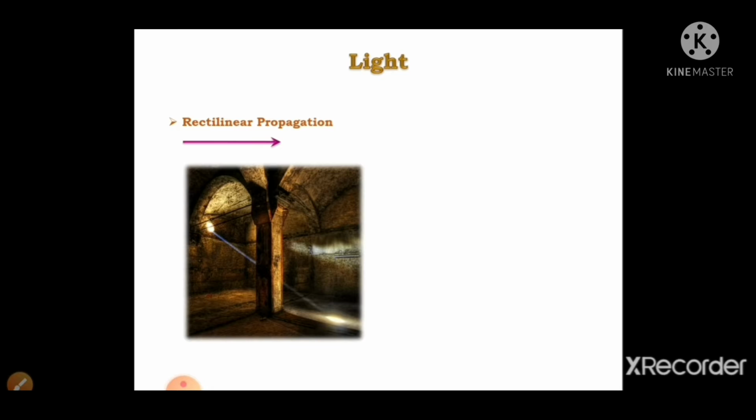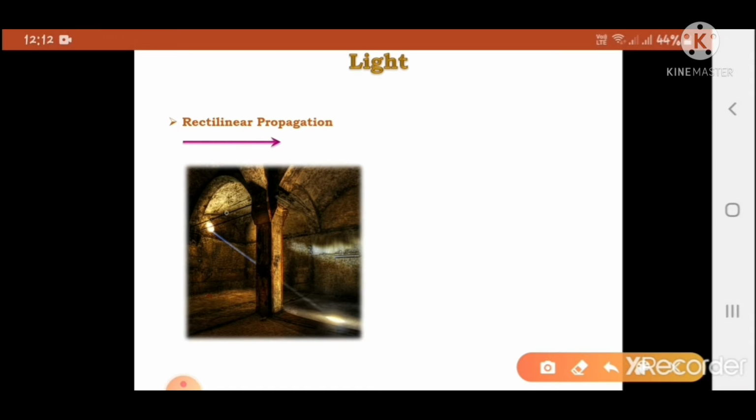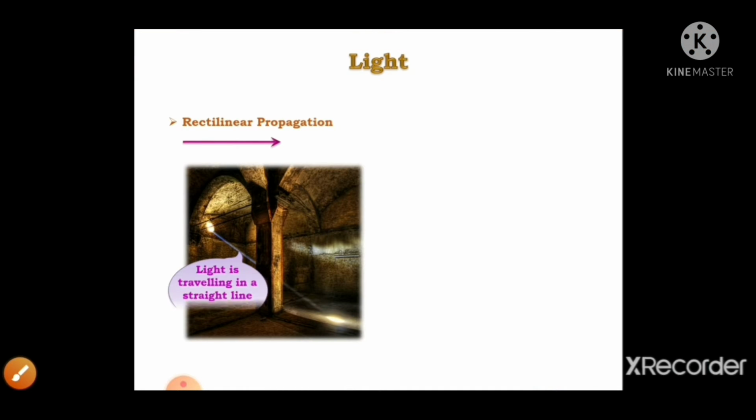You have heard these properties, that is, rectilinear propagation of light. Propagation means traveling of light. Rectilinear means light travels in a straight line. Here you see there is a cave, and in it a small hole from where the light is coming. You can see the light is traveling in a straight line, right? So this shows the property of light: light is traveling in a straight line.